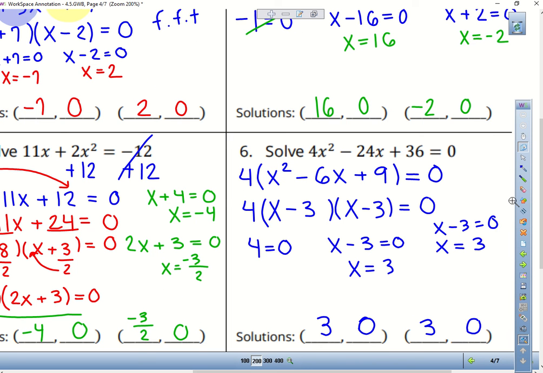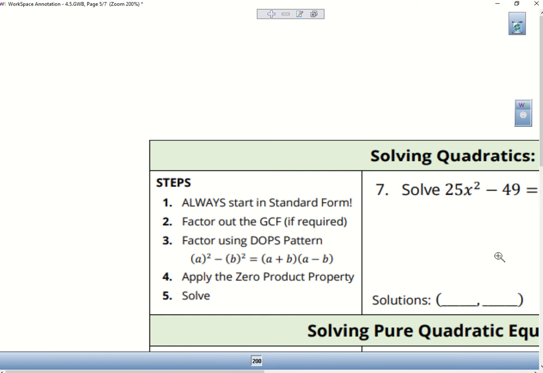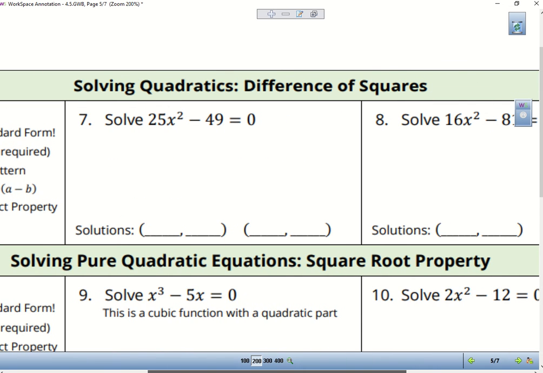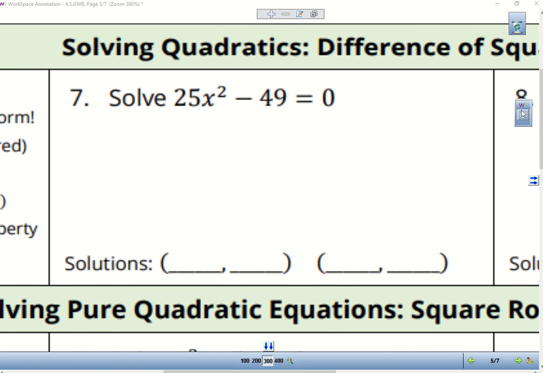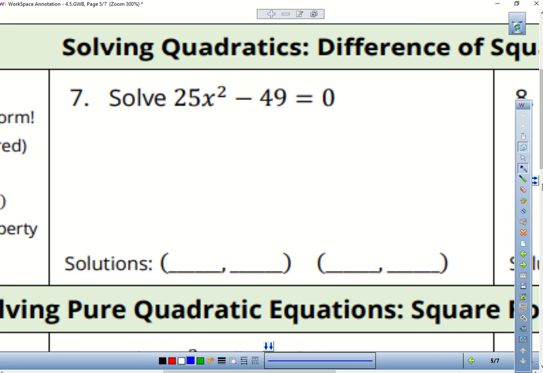Alright, so now we're going to move on to our next set, which is going to be solving quadratics that are in the format of difference of squares. So we talked about difference of squares in the past, but I will refresh your memory here. Difference of squares means difference means subtraction. Okay, that's where the word difference comes from. And it means perfect squares. So when you see that you have subtraction of two perfect squares, as you can see 25x squared and 49, I meant to say 25, are both perfect squares, right?